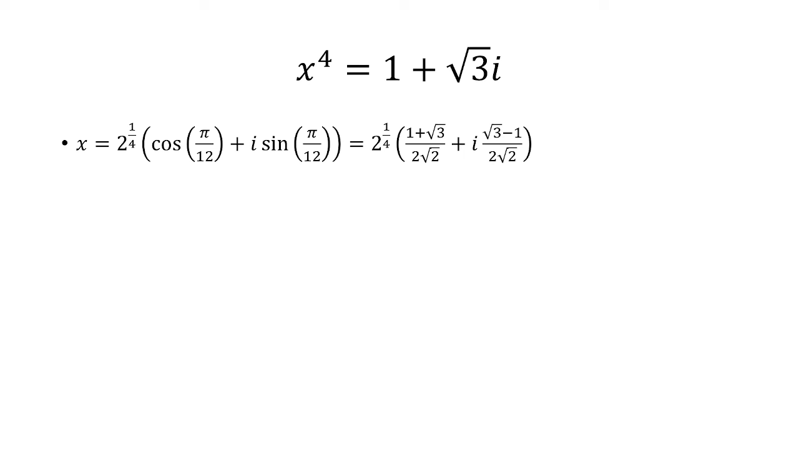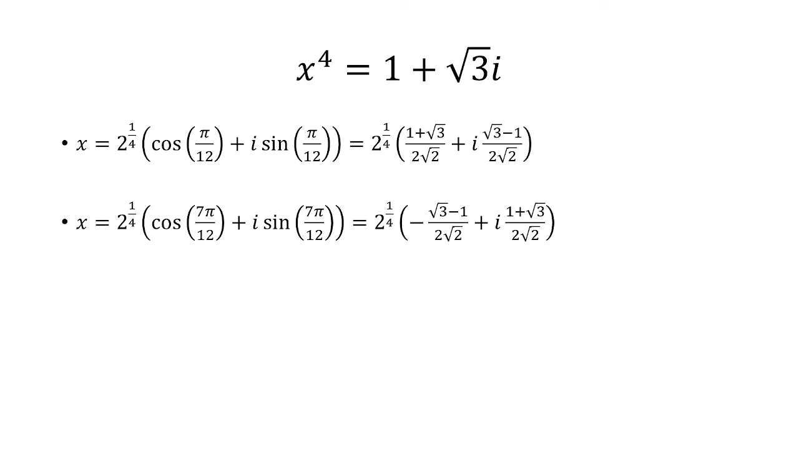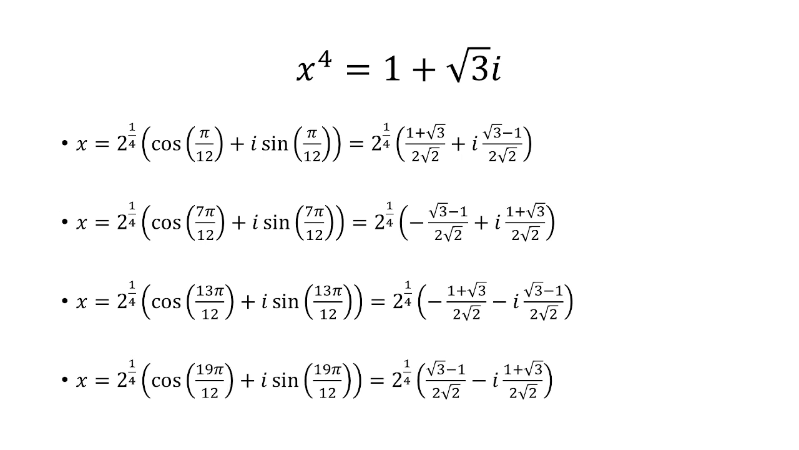So now let's take those answers and just write them in terms of basically real numbers, no longer sines and cosines. And so these are the answers for x to the fourth is equal to 1 plus root 3 times i.